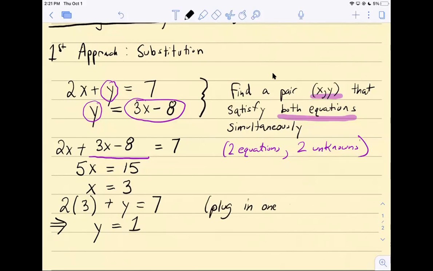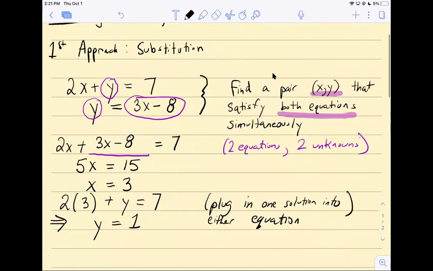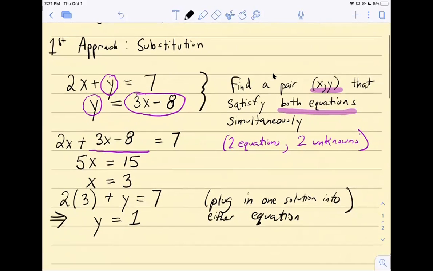And this is called substitution: just plug in one solution into either equation. All right. And now we have figured out our pair of x, y values. The final solution is, we write it as a point where we give the first number 3, and then we give the second number 1. This is the convention.